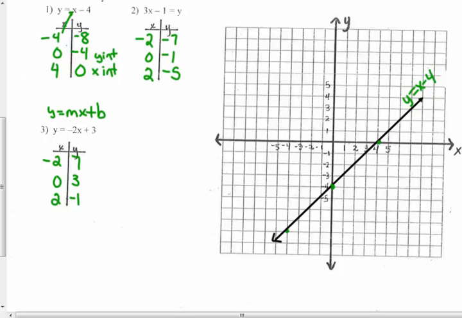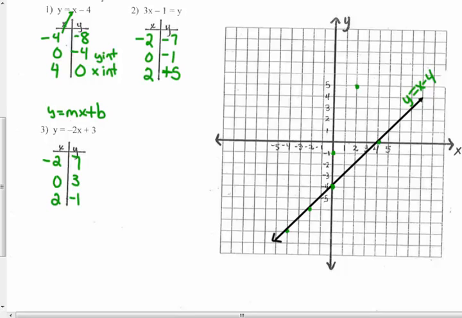Number 2, 3x minus 1. So -2, -7. And 0, -1. And 2, 5. Wow, that's not right. That wouldn't work. 2, 5 works. Yes, wrong answer up there. 2, 5. Wrong sign on that.